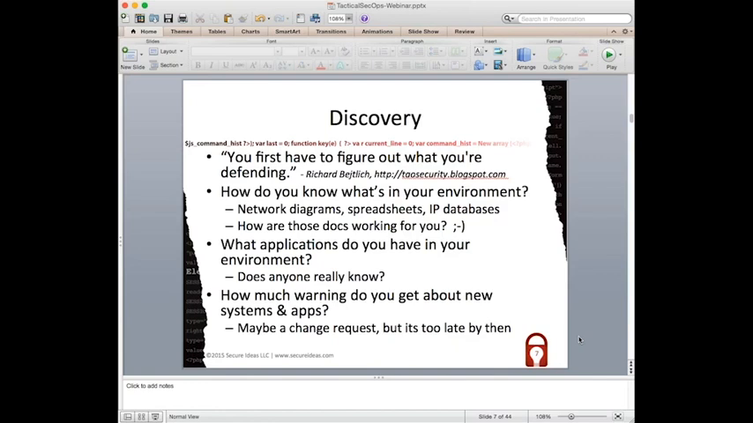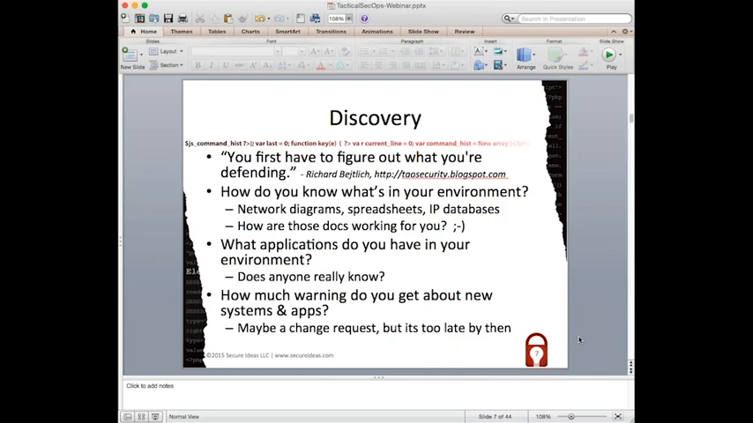How many applications do we have in our environment? Does anybody really know it all? I mean, as you look at it, how many web apps are floating around out there? What is our environment? Are we using cloud computing? Are we using AWS? Are we using Rackspace or some other cloud provider? We have to try and figure this out and get ahead of this.